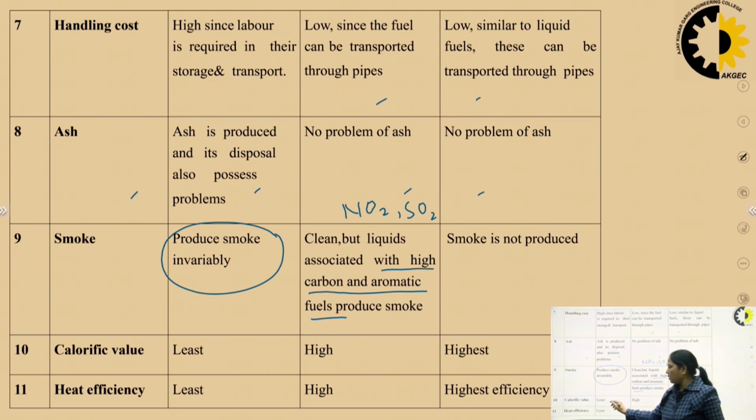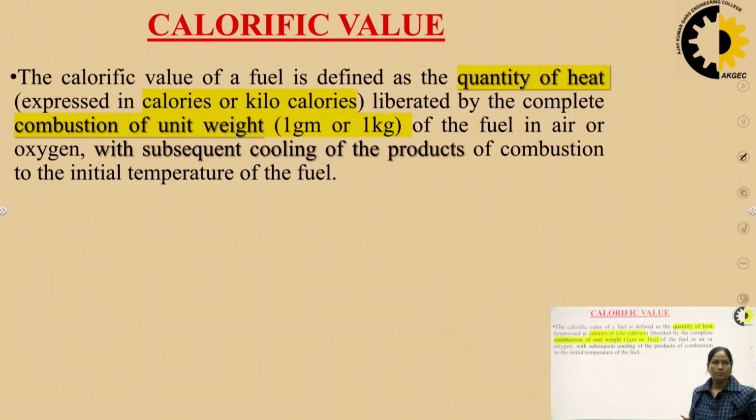When we come to another parameter, calorific value: calorific value is least in case of solid fuel, it is high in case of liquid fuel, and it is highest in case of gaseous fuel. If we talk about heat efficiency, in case of solid fuel the heat efficiency is least. It means we need to burn a large amount of solid fuel to get similar energy as compared to when we burn liquid fuel or gaseous fuel.